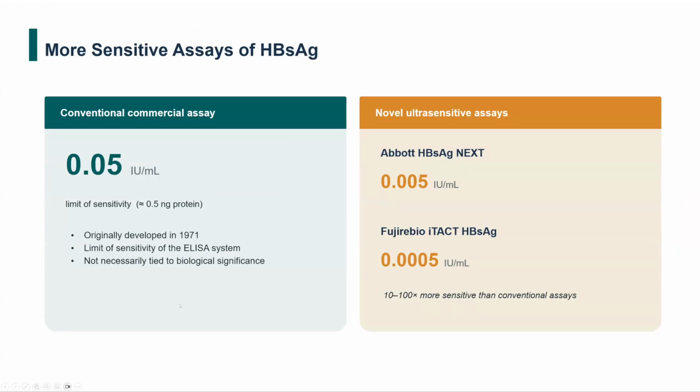Current standard assays for HBs antigen have a lower limit of detection of 0.05 IU per ml. However, newer ultrasensitive assays go down much further. Abbott's Next to 0.005 and Fujifilm Bio ITACT down to 0.0005, 10 to 100 times more sensitive. However, data are limited for the clinical usefulness of these ultrasensitive S antigen tests.